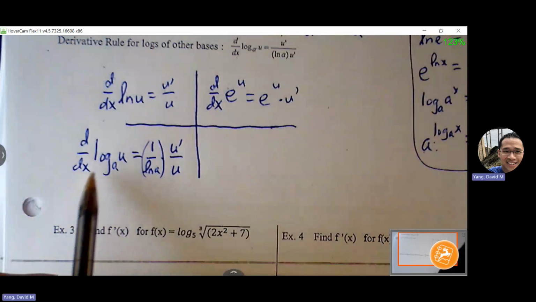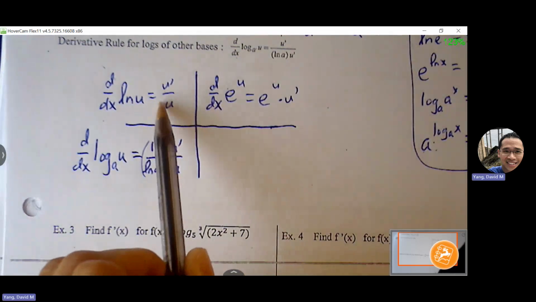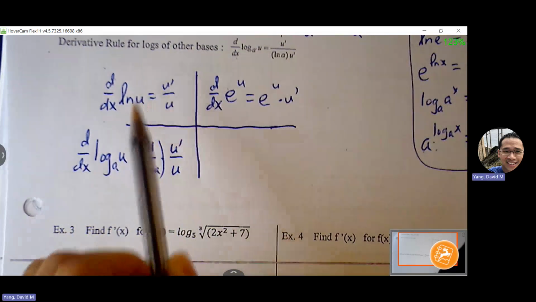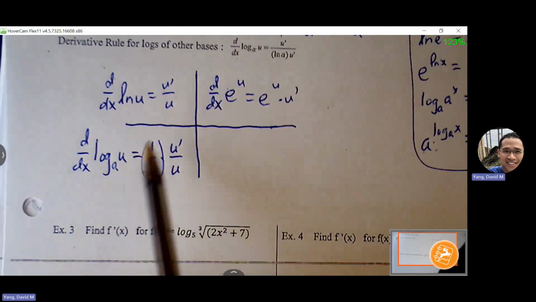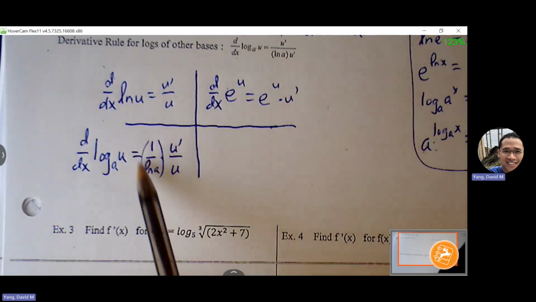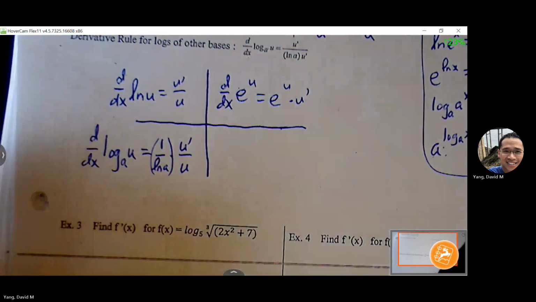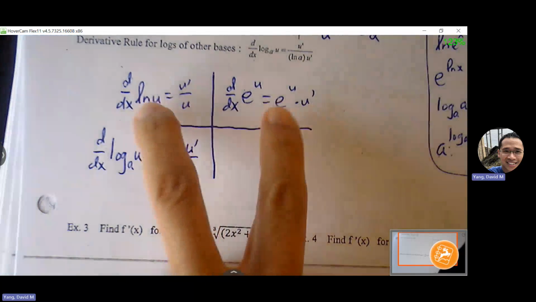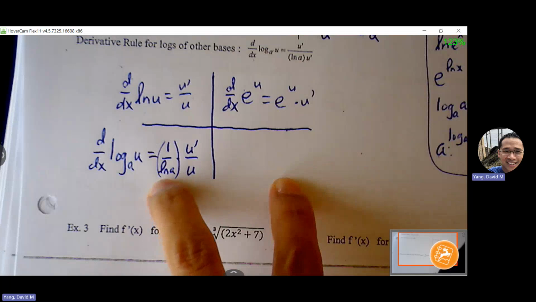We'll practice this, but hopefully we see that connection. Log base E and log base A both are u prime over u, but if it's log base A, it's not as clean. There's a little bit of adjustment that needs to be made. These are the important ones, but hopefully we memorize this and can just adapt to know these other ones as well.